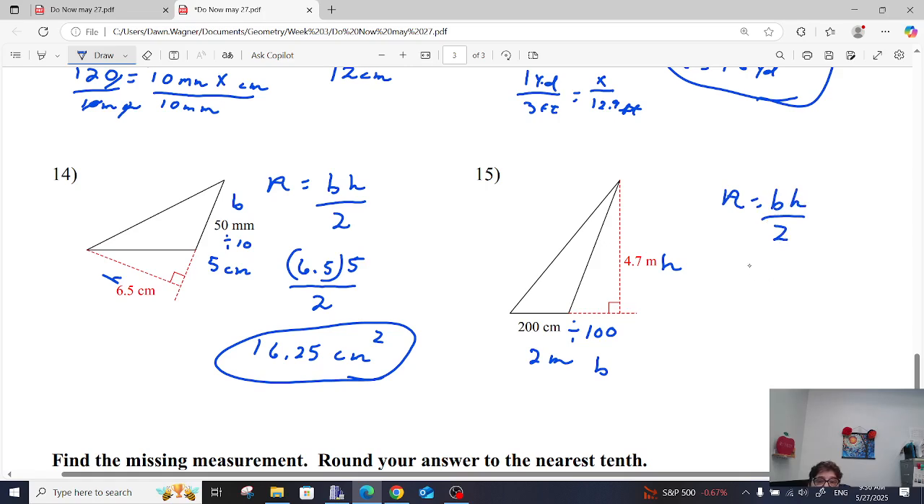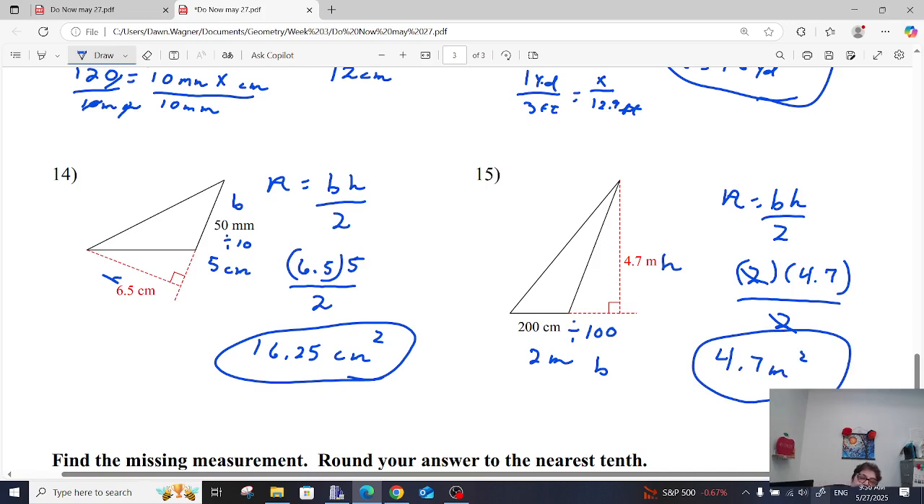So this would be 2 times 4.7 divided by 2. The 2's cancel. So that's 4.7 meters squared. I like it when I don't have to use a calculator.